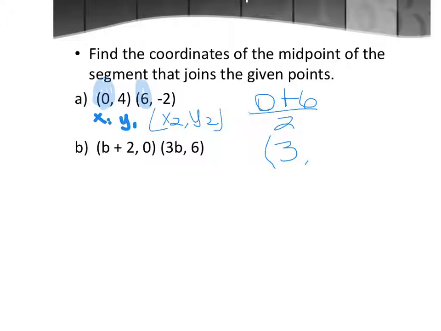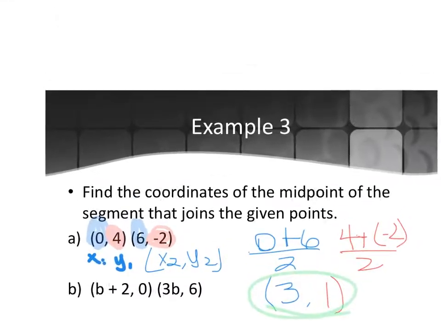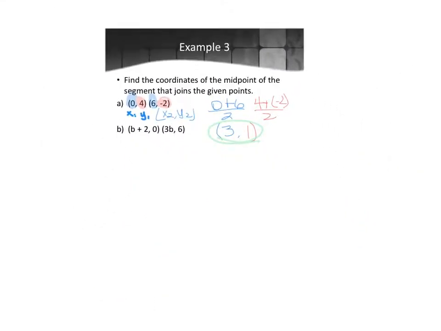Now I have to do the same thing with the y of the ordered pair. So y1 plus y2. So I'm now going to do 4 plus -2, divide by 2. 4 plus -2 is 2. 2 divided by 2 is 1. So the midpoint of these two ordered pairs is 3, 1. So it's a matter of just taking the two ordered pairs and plugging them in.